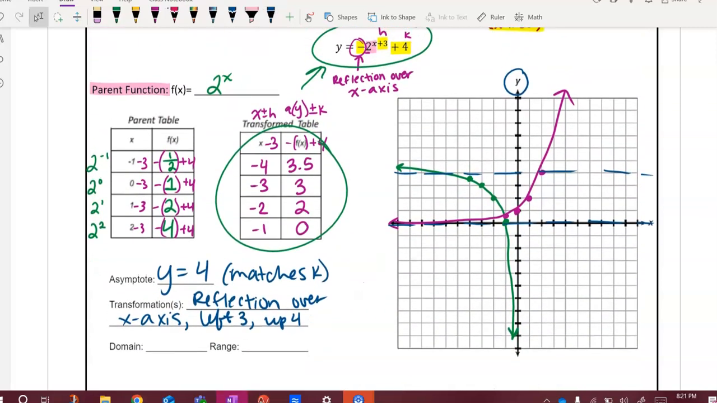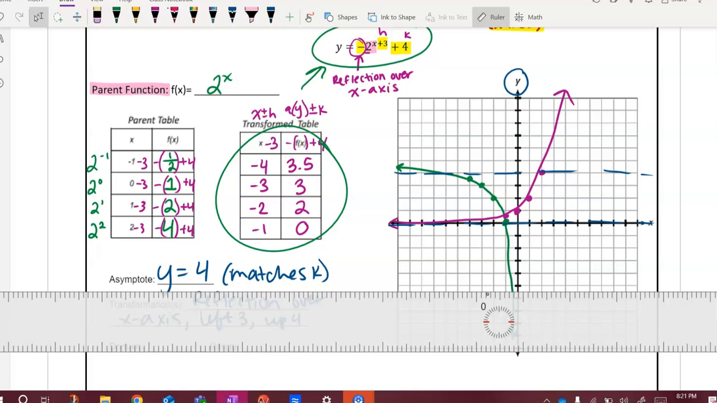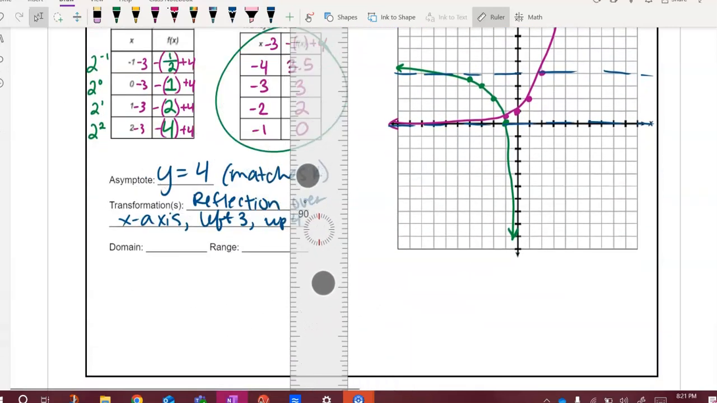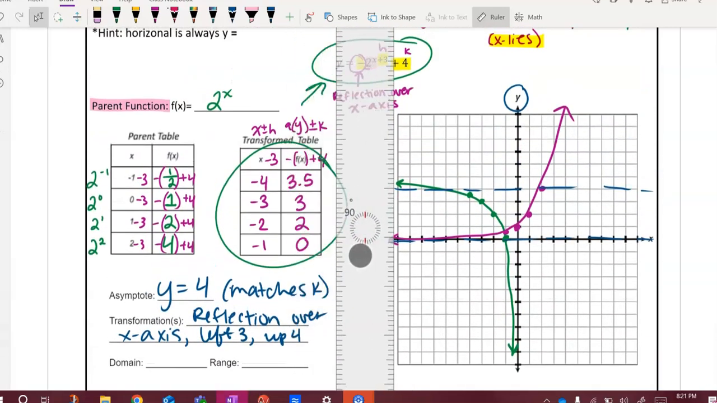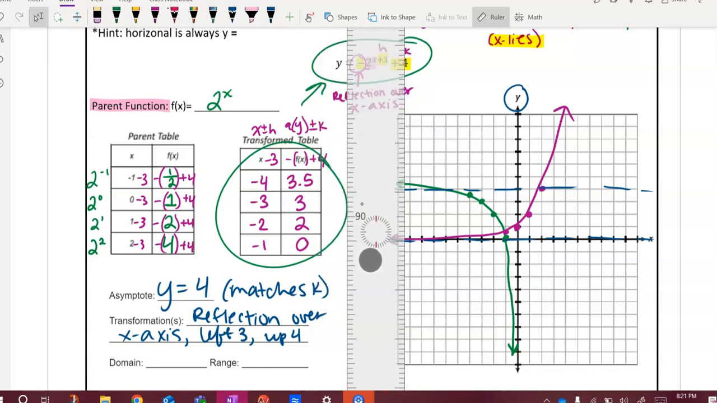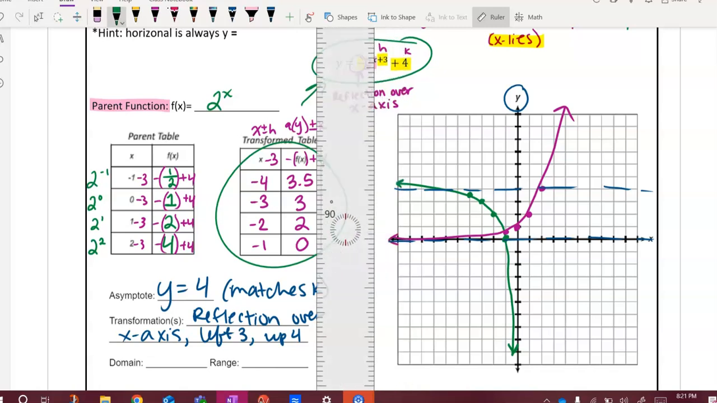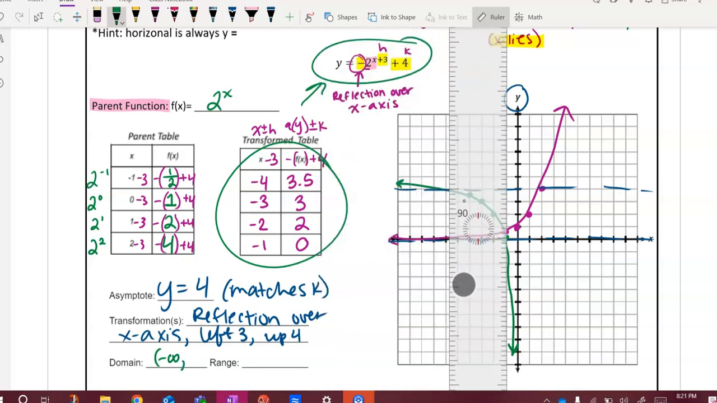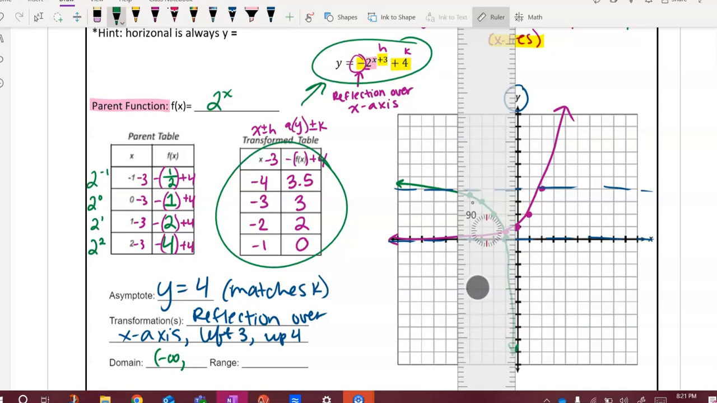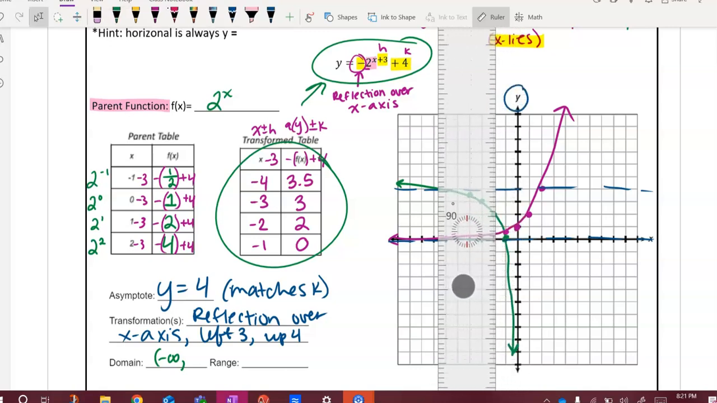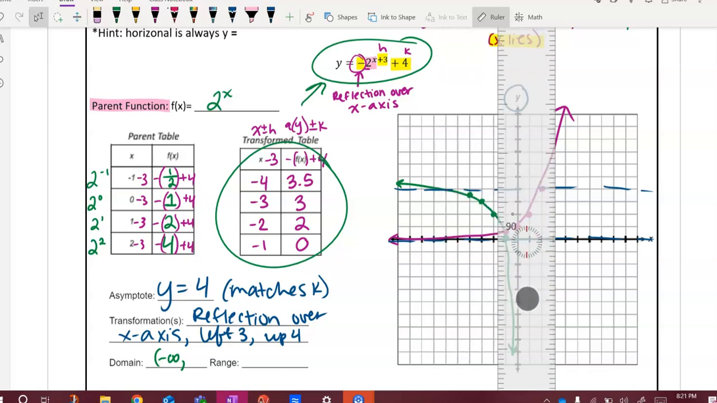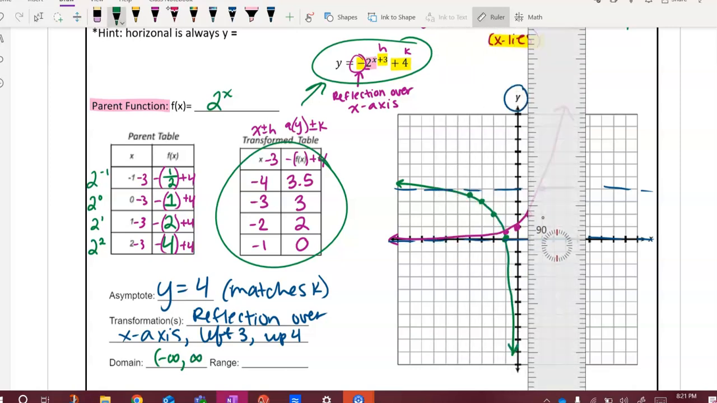Domain and range. We're talking about the new function, not the purple one. So new function, domain and range, from left to right. Looking at x values. Our furthest left x value is coming from an arrow, so negative infinity. And as we increase, it looks like our graph is going, and the asymptote is horizontal, so no, it's going towards positive infinity.